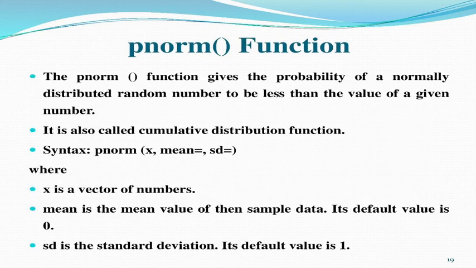The pnorm function gives the probability of a normally distributed random number to be less than the value of a given number. It is also called the cumulative distribution function. Syntax is pnorm(x, mean=, sd=), where x is a vector of numbers, mean is the mean value of sample data. Its default value is 0. SD is the standard deviation. Its default value is 1.